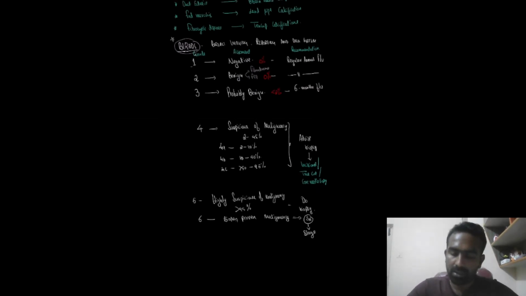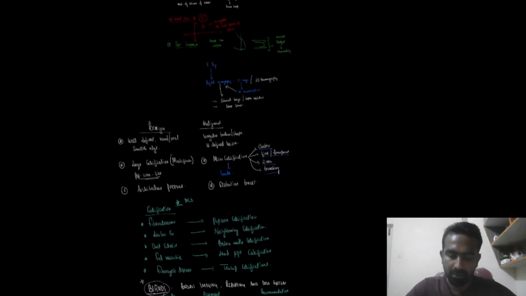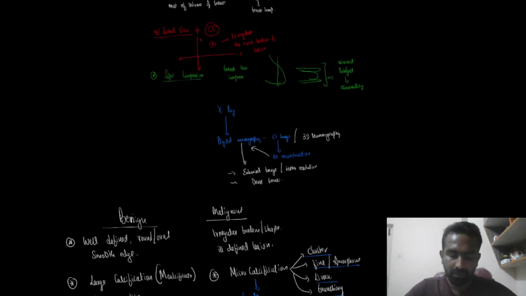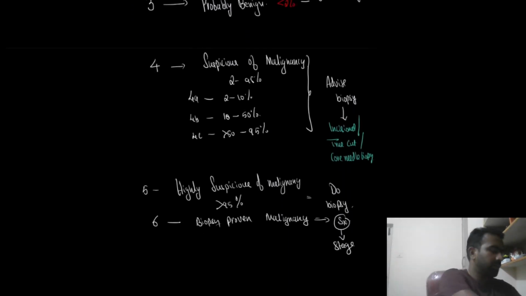Okay. Next, what are the other radiological methods we have? Before going to the pathological examination, we focus on another imaging method which we have: magnetic resonance imaging, MRI. MRI is not routinely used in breast diseases. Where is MRI used?